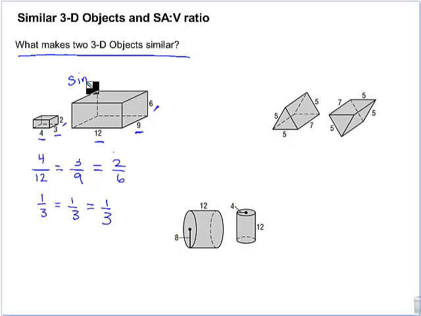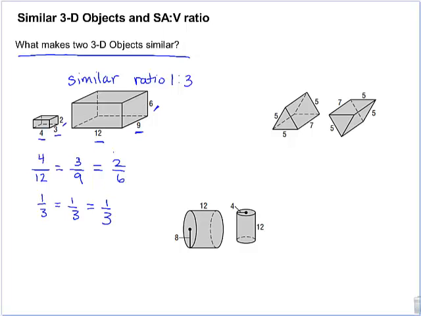So these are similar, and they have a ratio of 1 to 3, or a ratio of 1/3. They have a scale factor of 1/3. Any of the ways you want to say that would be fine. So these two three-dimensional objects would be similar.